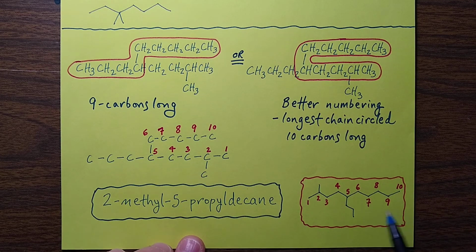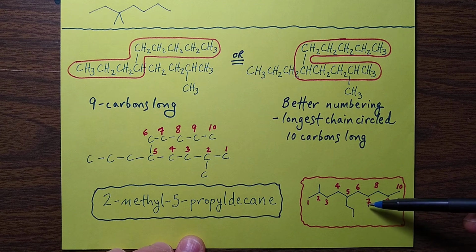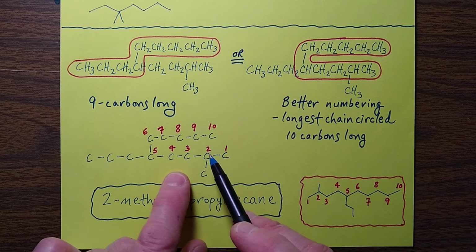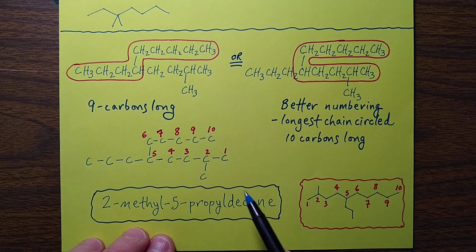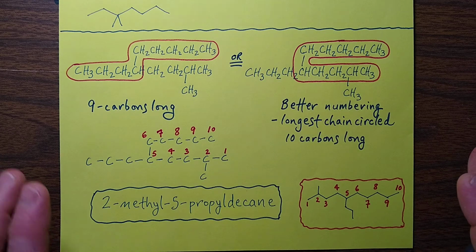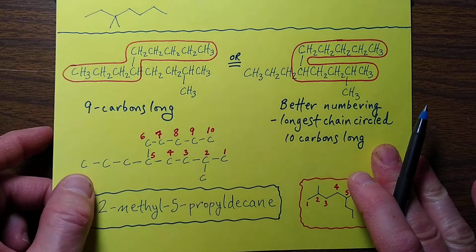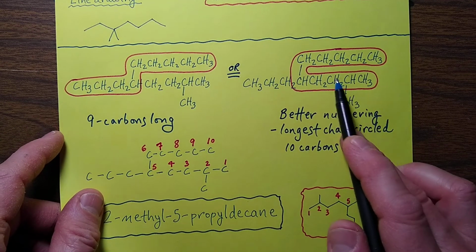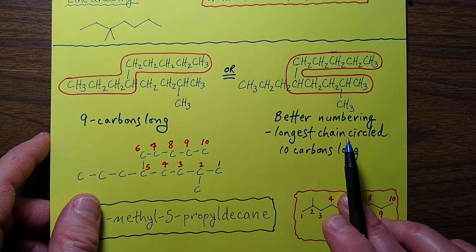Nothing to do there. So make sure if I give you this, you can go to that. If I give you this, you can go to that. You can figure out the longest chain, you can alphabetize, you can number them properly. These, I would say, are intermediate level problems. This is a somewhat easier problem than this one, because this one, the longest chain was a little bit hidden on you. You can also have hydrocarbons that have a benzene ring on them.